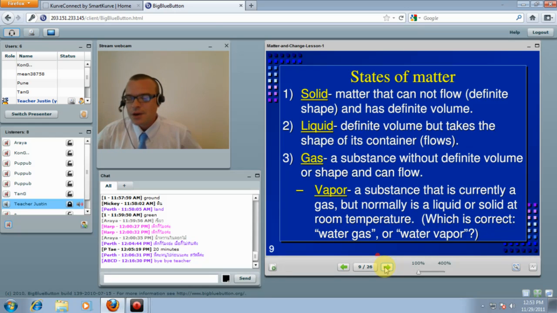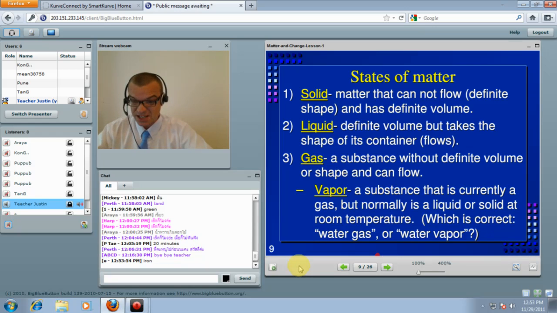So solid, matter that cannot flow, cannot move around. So it has a definite shape and a definite volume. It takes up a certain amount of space. Can anyone give me an example of a solid that we have in front of us now? Anyone give me an example? You have a desk in front of you.